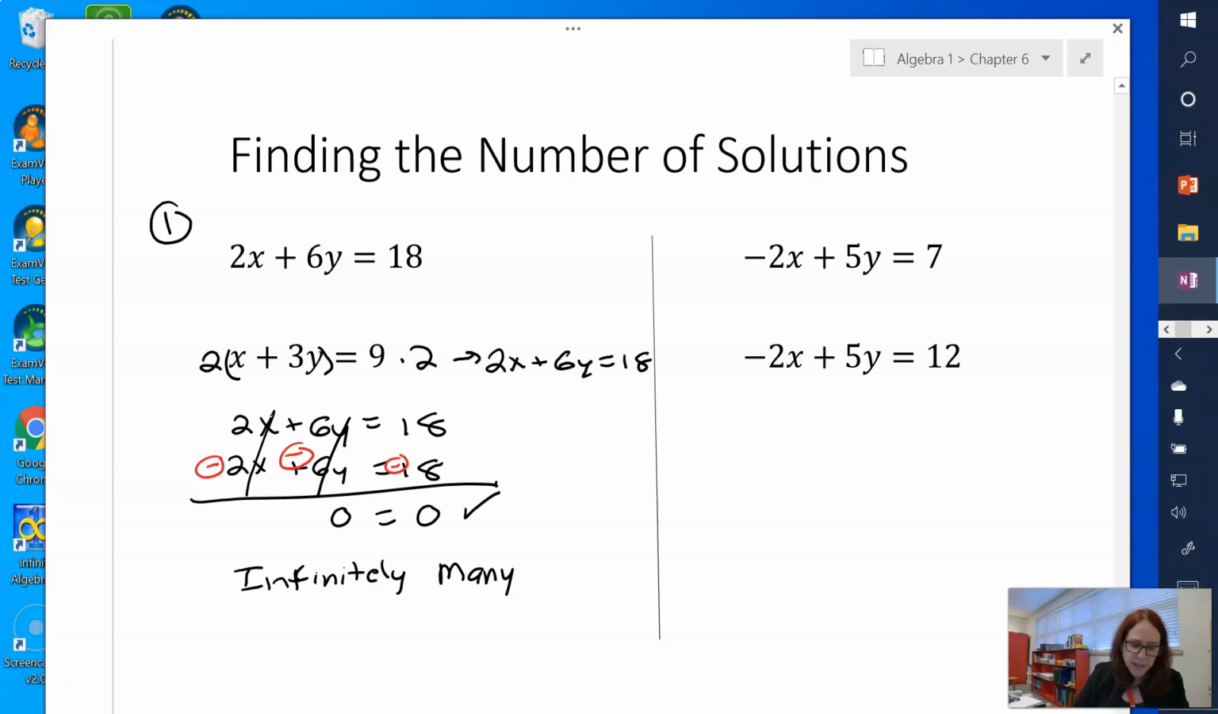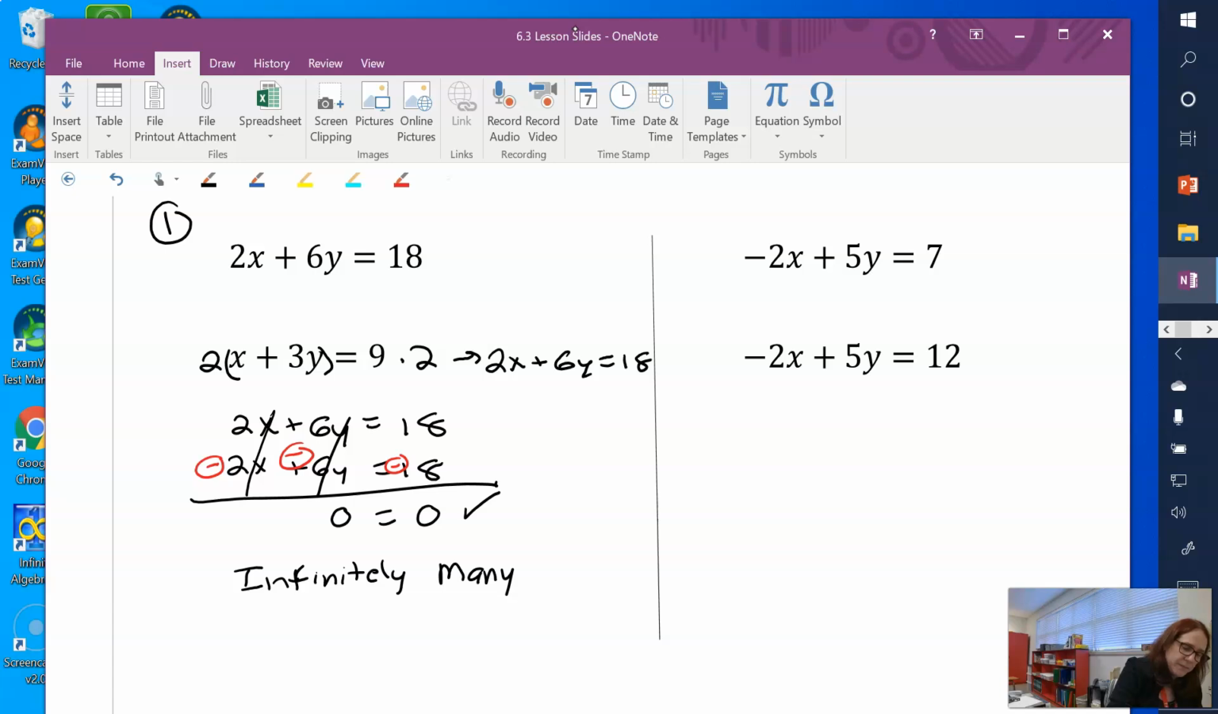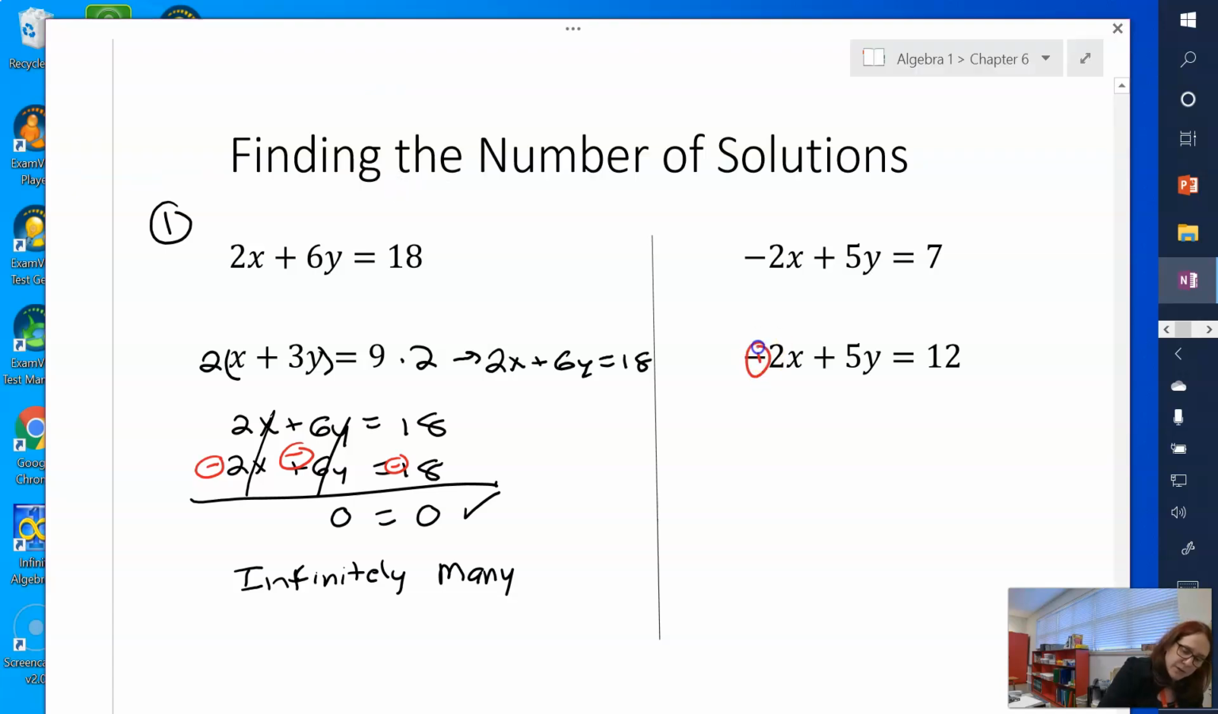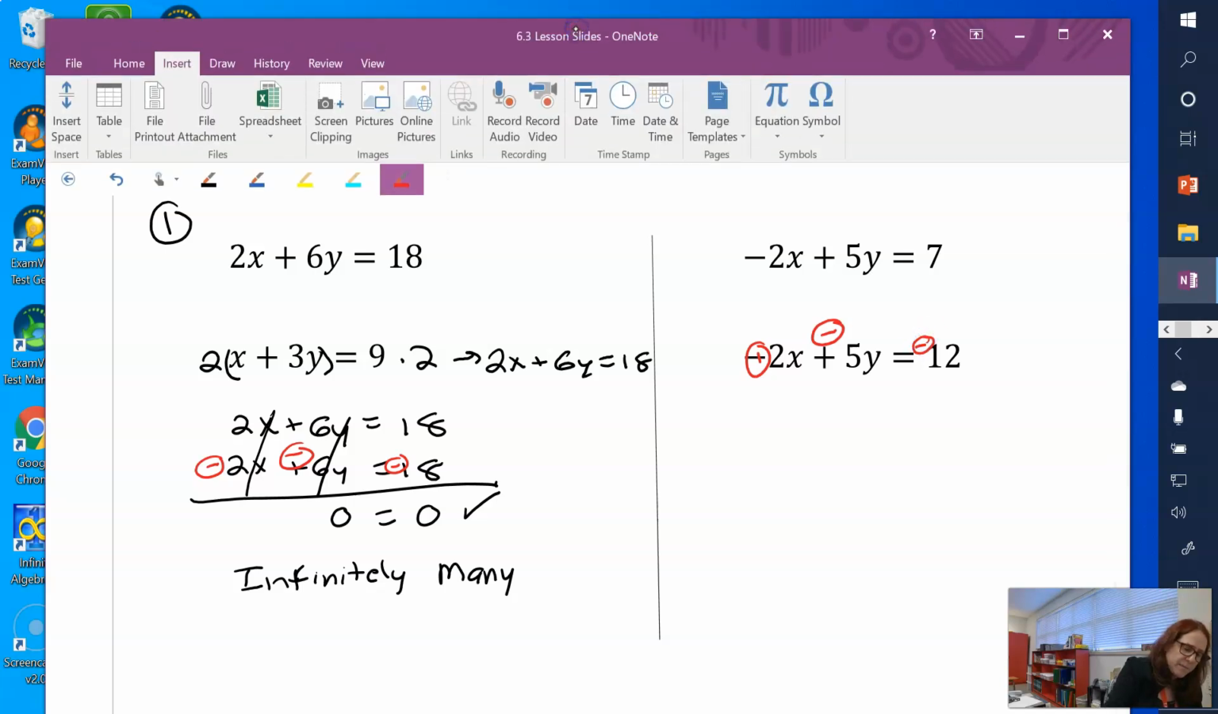I have a 2x plus 5y equals 7. Sorry, negative 2x. And a negative 2x plus 5y equals 12. Let's go ahead and subtract them. So I'm going to change signs on the second one. This becomes a positive, that becomes a negative, that becomes a negative. Now I'm going to add them.